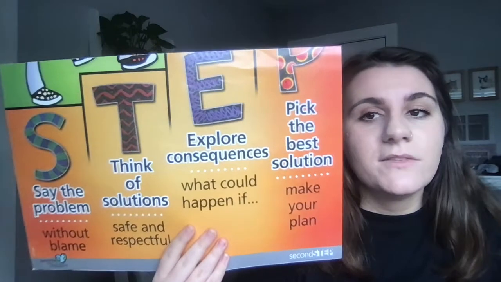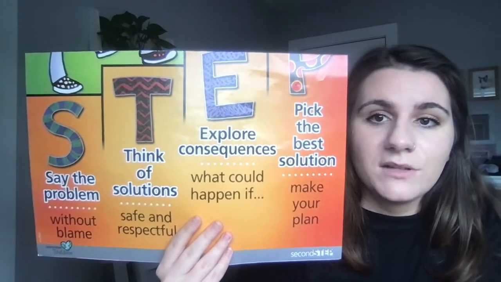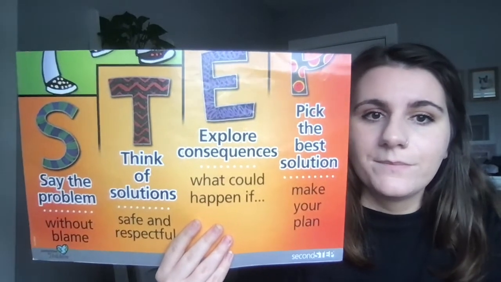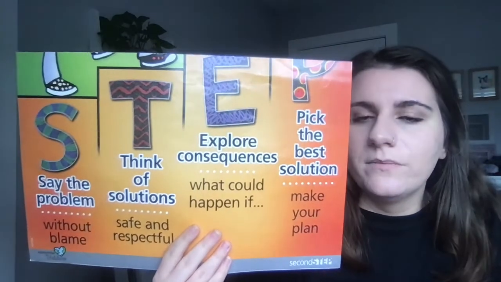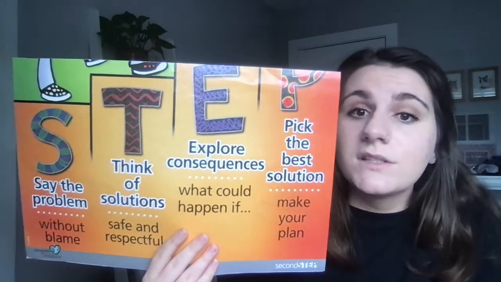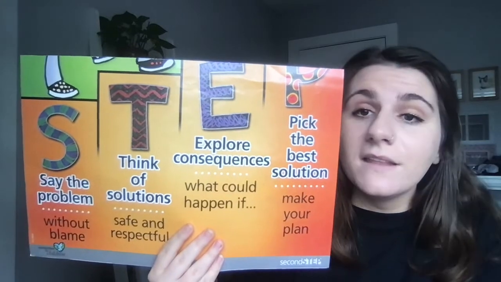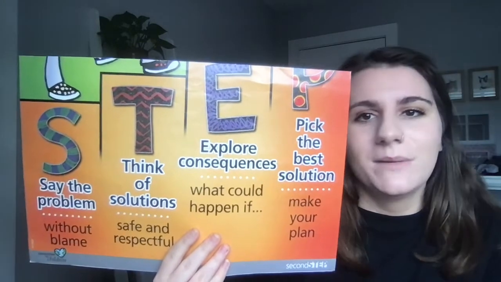Or maybe somebody feels really strongly about a rule or a game they want to play, and they haven't calmed down yet. The last step is P. Pick the best solution. What solution would you pick? The students here decide to take turns telling and listening to one another's ideas. Then they vote to decide on the rules they want to play by.